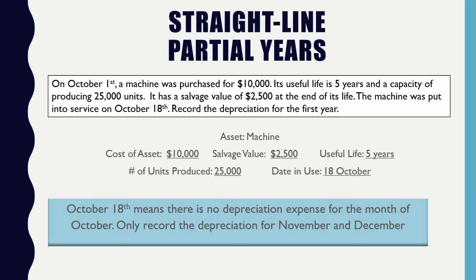So once again, we have an example here where we have a machine that's worth $10,000. Salvage value is $2,500. Useful life is 5 years. And the date that you place into service is October 18. So in this case, if we place into service as of October 18, we're going to start depreciating it at the end of the month, because we use less than 50% of it. We're going to have to assume that we depreciate it for sure in the months of November and December. So only 2 months.